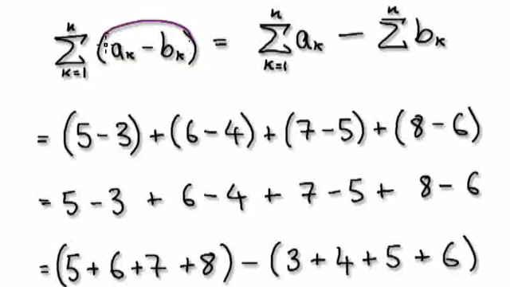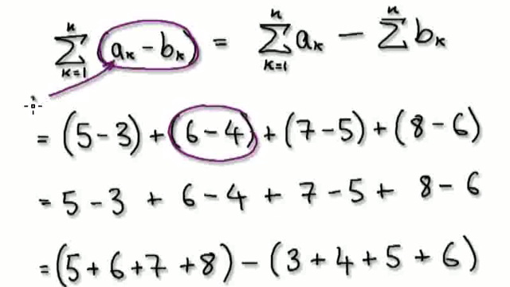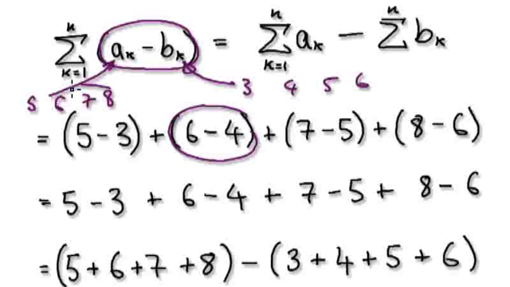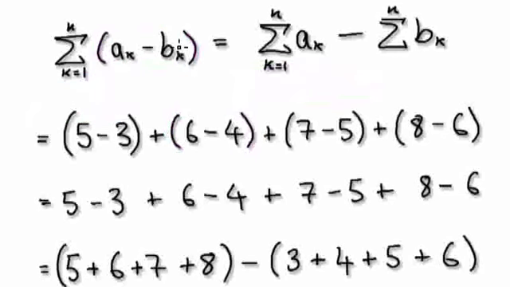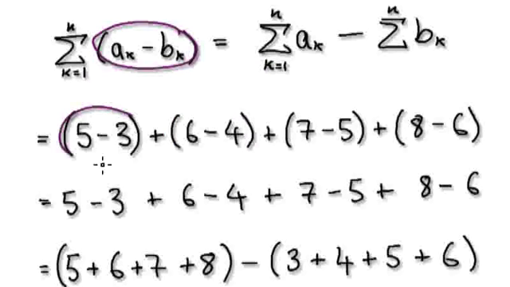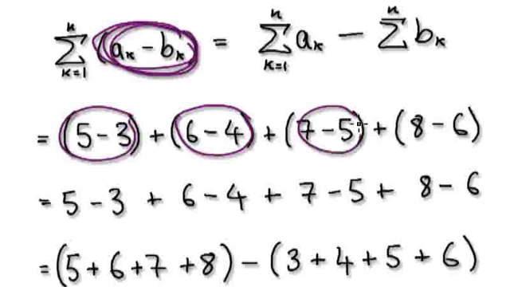Now the next pair, you've got to read this as a pair. The next pair would be this, because the sequence for A is 5, 6, 7, 8. The sequence for B here is 3, 4, 5, and 6. Okay, I've chosen these randomly, so it could be any sequence. The point is that the first pair would be this, second one would be this, third one would be this, fourth one would be this.